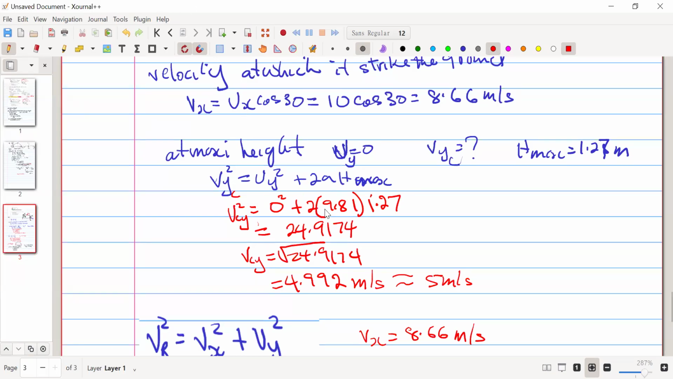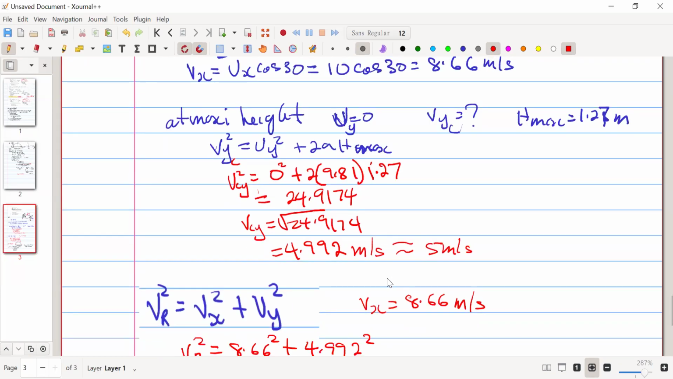So we drop it in this expression here, and when you're coming down, your acceleration is positive, right? Because you're accelerating, moving from that point now. You're acting with gravity. So your v squared works out to be 24.9174. The root of that gives you 4.992, which is approximately 5. So it tells us that the velocity striking the ground, with the horizontal component, would have been the same, 5.